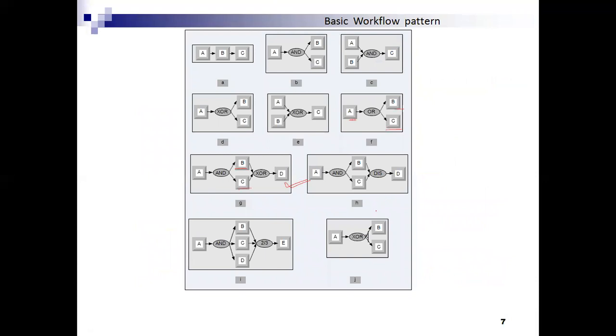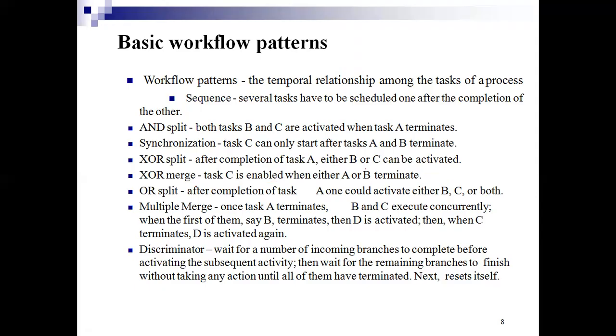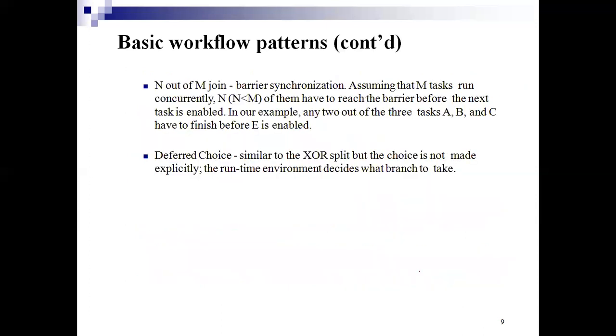In this diagram, this is a discriminator. What it does here is an AND operation. B and C have to terminate first. They have to complete before activating the subsequent activity. So before activating the subsequent activity, the branch has to complete. Then it waits for the remaining branches to finish without taking any action until all of them have terminated. This is the example for discriminator.